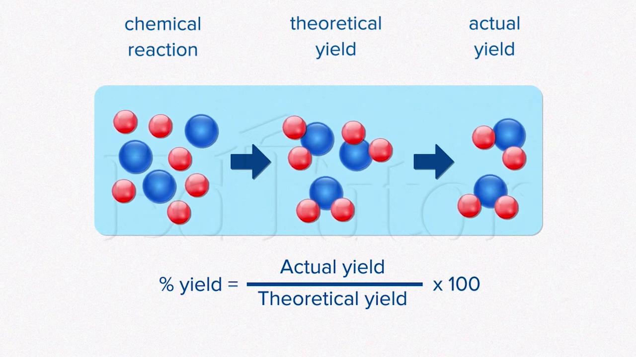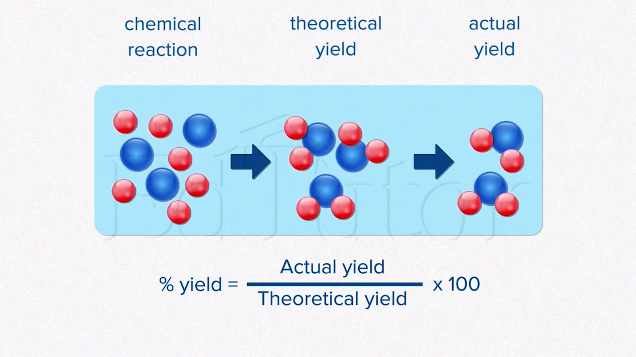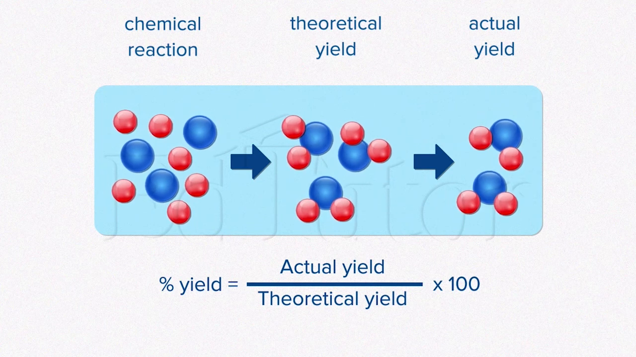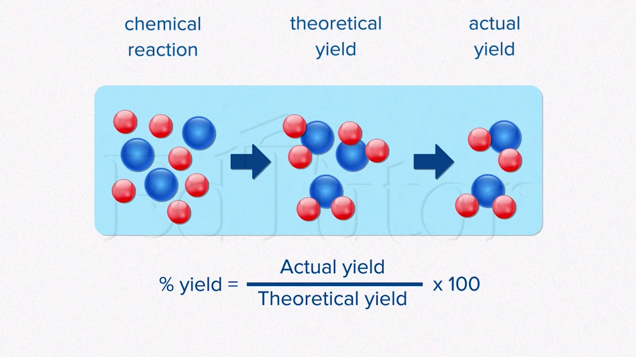You can see pretty distinctly from this formula that to find out the percentage yield or the efficiency of a reaction, we are actually comparing both the actual and theoretical yield as we discussed.